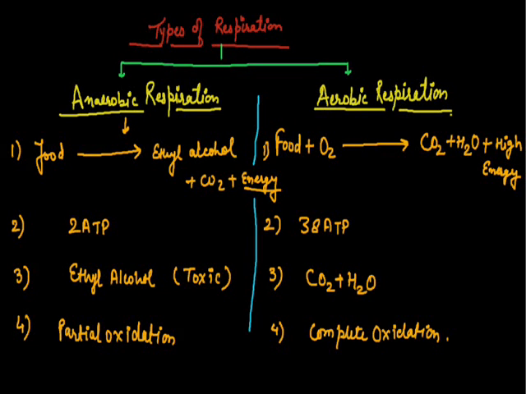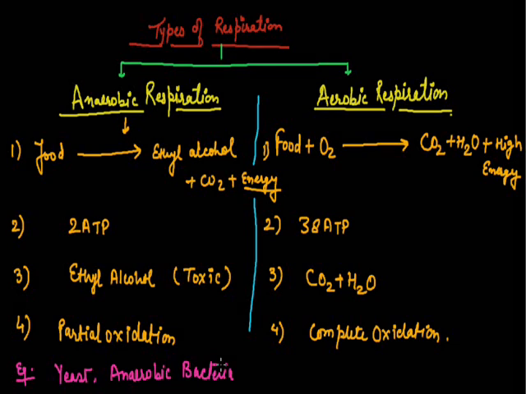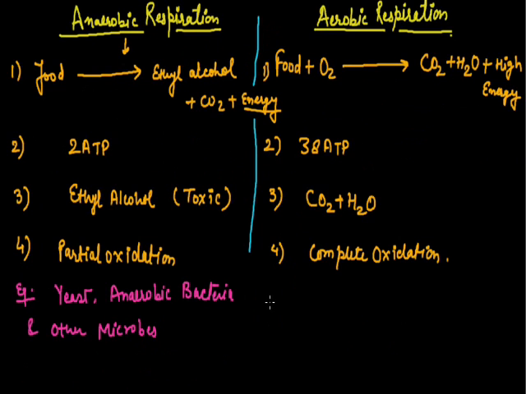In the last one, I can take examples of both. Anaerobic respiration takes place in lower organisms like yeast and anaerobic bacteria. It is very common in microbes. Aerobic respiration takes place in all kinds of organisms. So aerobic and anaerobic respiration are done in animals as well as in plants.